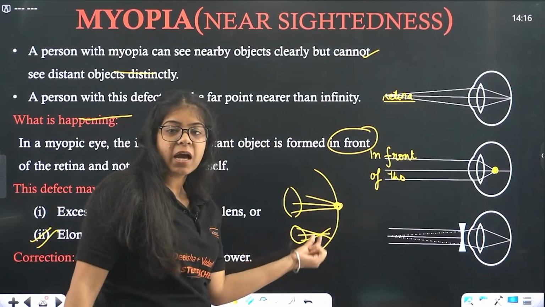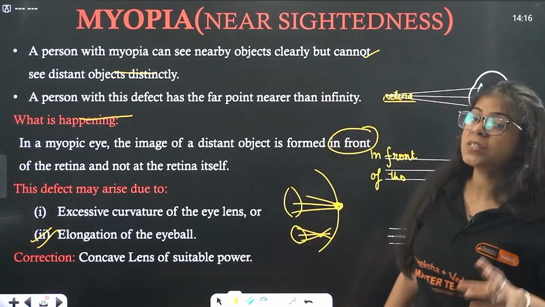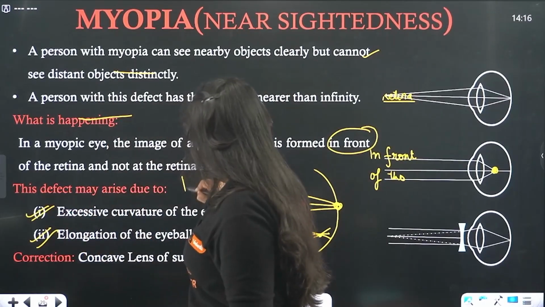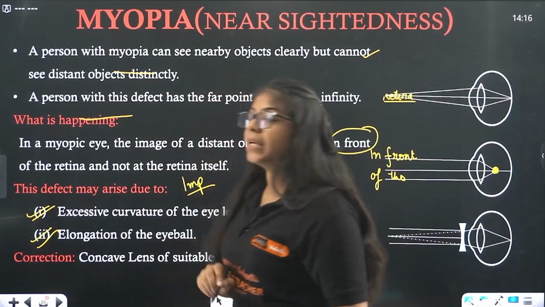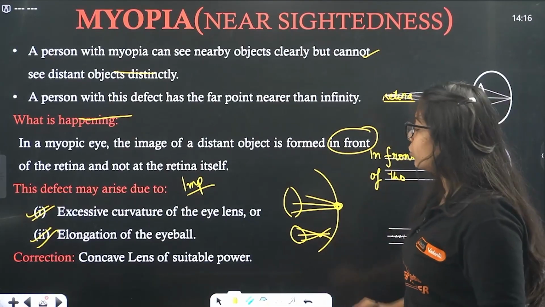Instead of on the retina, it is converging all the rays in front of the retina. And that is the two main causes of myopia, and this is important. They can directly ask what are the main causes of myopia. Then what is the correction? Now come to the main point.